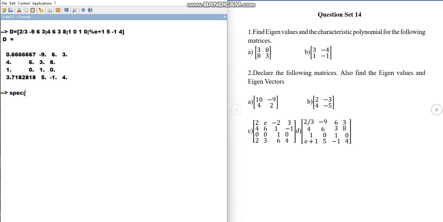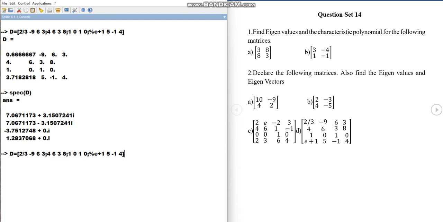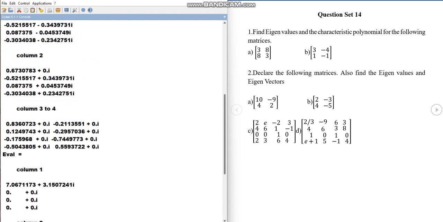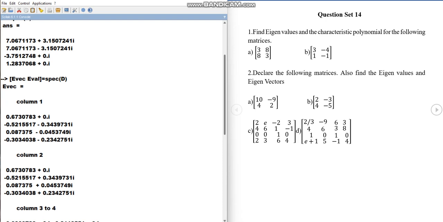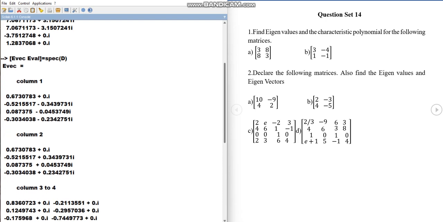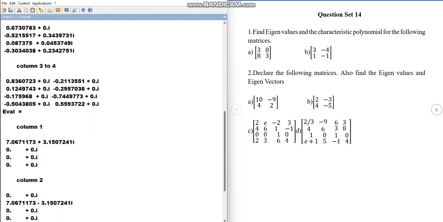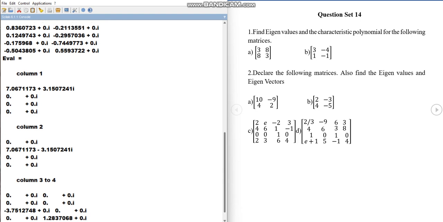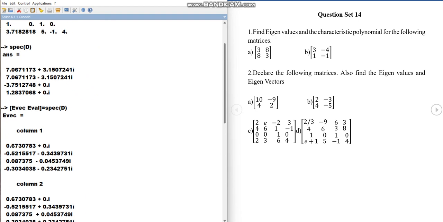Let us have an idea by giving this command spec(D). The name of the matrix is D, spec(D), and [evac, eval] = spec(D), this command. So this will give me all my eigenvalues and my eigenvectors. So how many columns do I have? In the evac, column 1, 2, 3, 4, and in the eval we have again 4 columns and 4 diagonal entries, which are nothing but the eigenvalues of the given matrix.